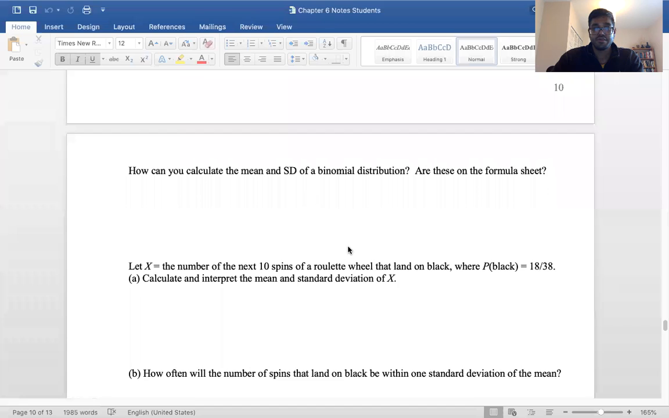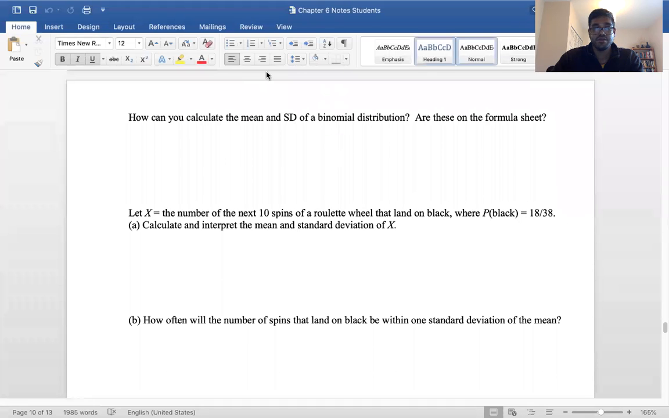So here on this next problem, where we give you this probability, 18 out of 38, we're doing 10 spins. To find the mean, just do 10 times 18 out of 38, which is 180 out of 38, which simplifies down to 4.7. And then you can use the same formula for the standard deviation and get an answer.